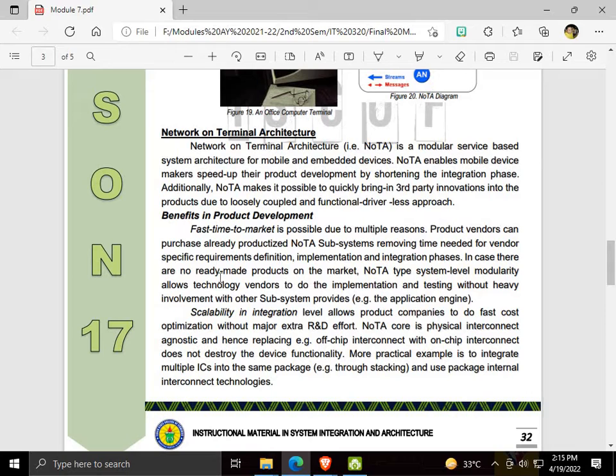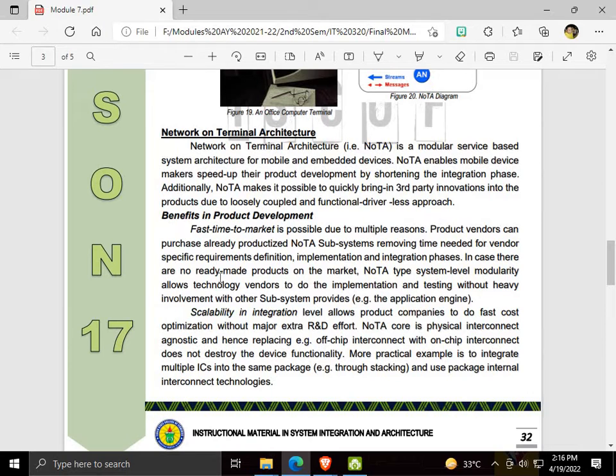Okay, so going back to our discussion on Network on Terminal Architecture, what benefit in product development is there? The first is time to market. This is possible due to multiple reasons: the product vendors can purchase already productized NOTA subsystems, removing the time needed for vendor-specific requirement definition.